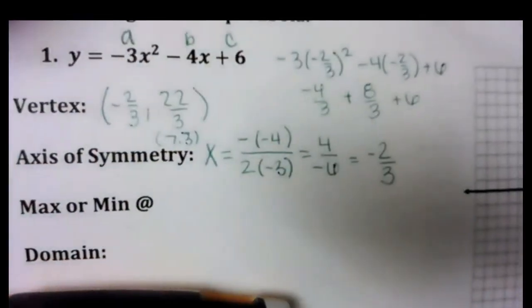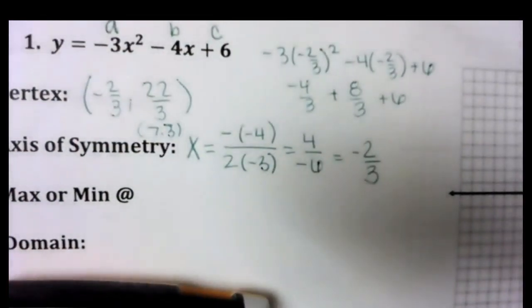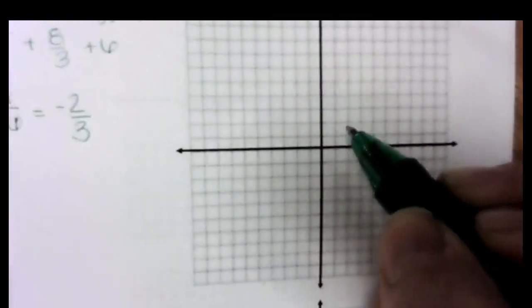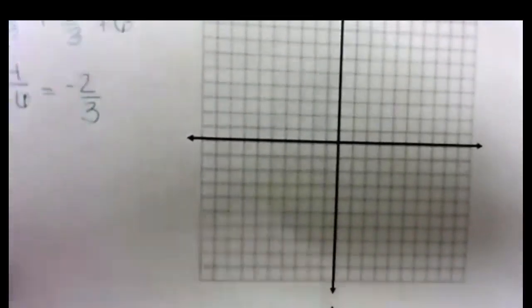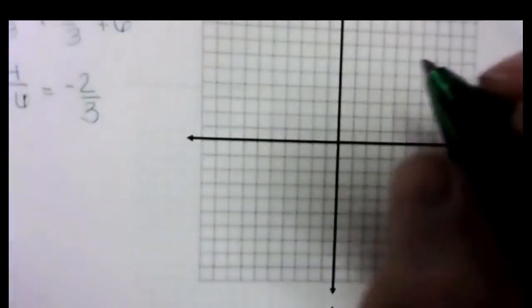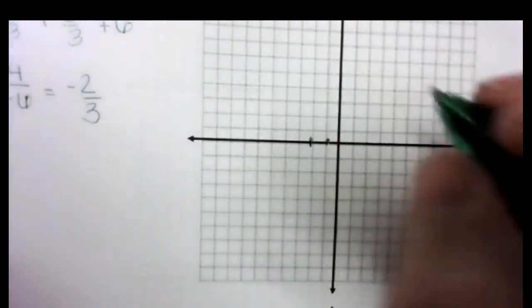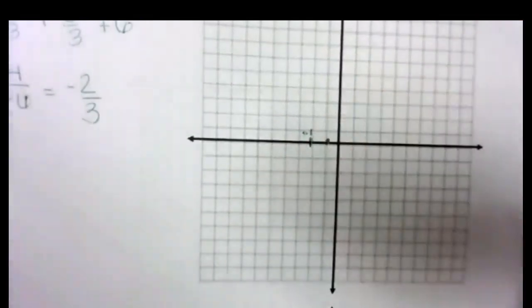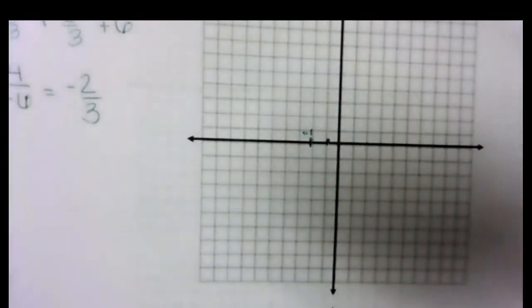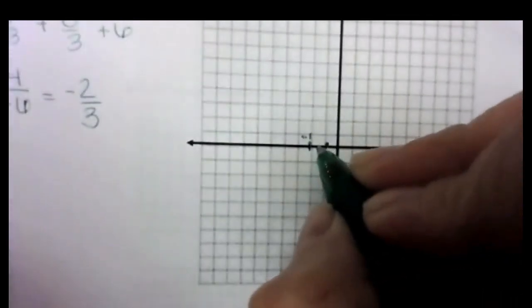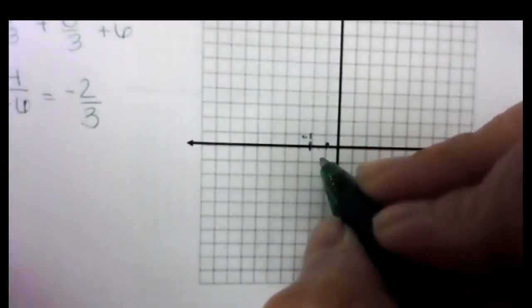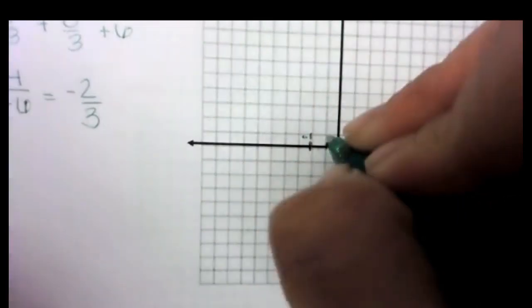So again, remember, we don't care so much about a perfect graph. We care more about finding the roots right now. So you're going to go over to your graph. And honestly, to make this a little easier, I'm just going to make my graph go by halves. So this would be negative 1. So negative 2/3 is somewhere in here. And I'm going to go up to 7.3.